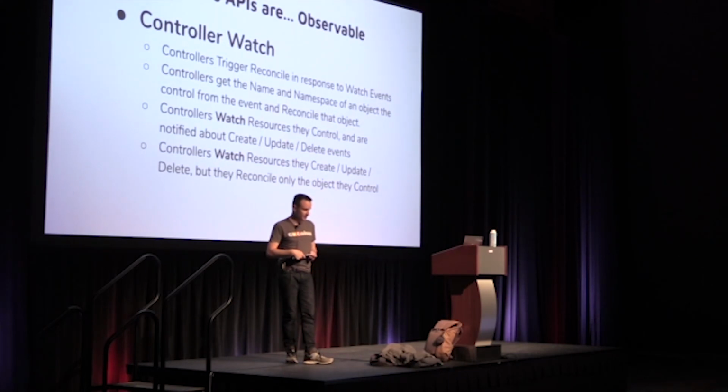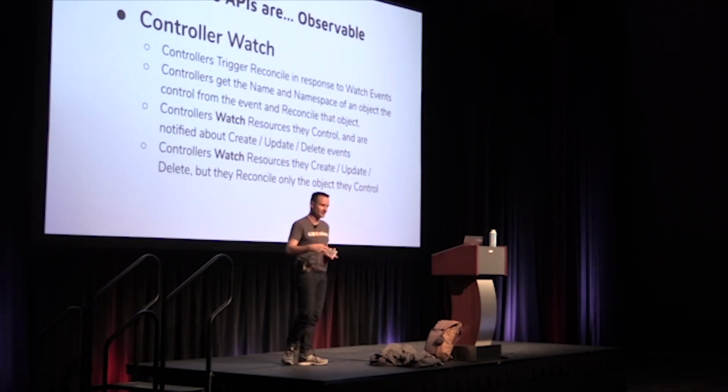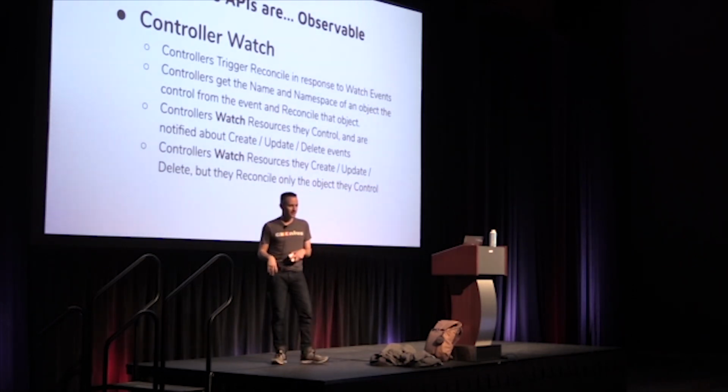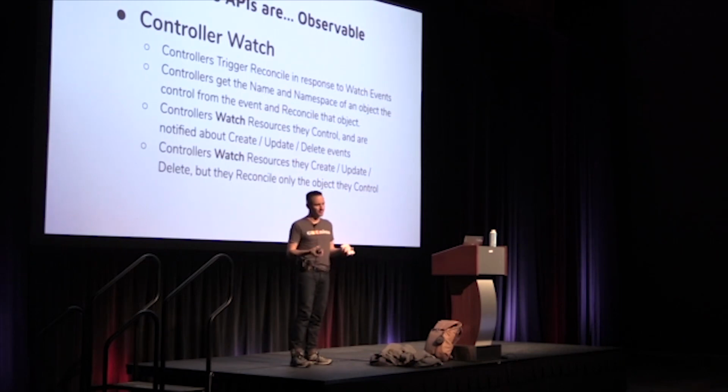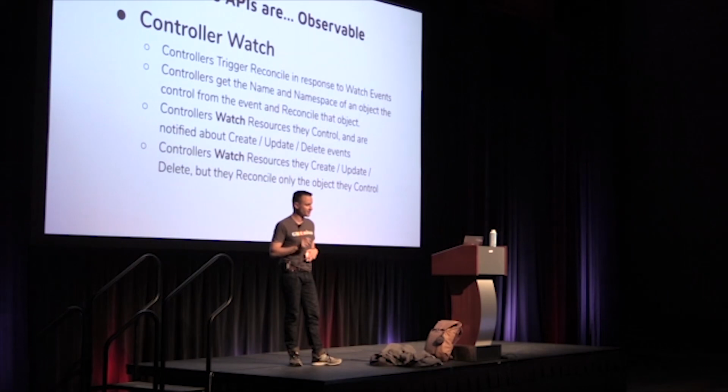Okay. Kubernetes APIs are also observable. So as I alluded to, what the controller does is it sends this watch to the API server. That's what it's called. And it's like a subscription to events. And when it gets an event, it will then take the namespace and name of the object it's trying to reconcile, in this case a deployment, and go look up the state for that deployment and compare, this is what the system should look like against what it actually looks like.